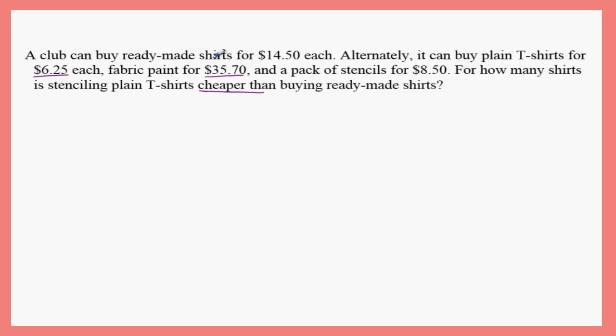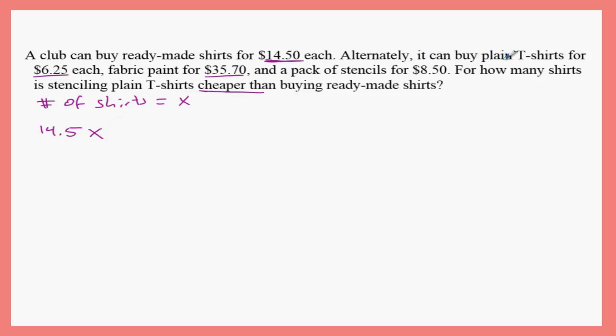Okay. You have two options, either buying ready-made shirts for $14.50. Let the number of shirts equal x. This will give us 14.5x. This is the number of shirts times $14.50, the cost of x ready-made shirts.